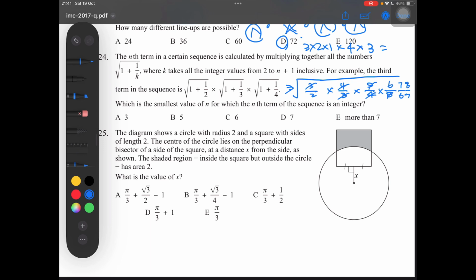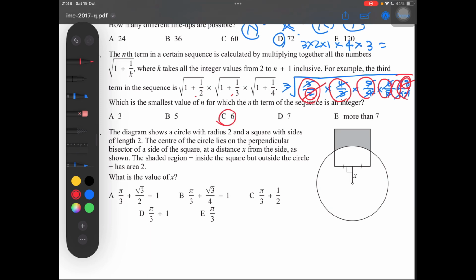7, 7, 8, like this. And finally we found 2 and 8, which when we cancel them out, it becomes 4 and it comes out from this square root. So the third, this was the third one, 1, 2, 3. So now we have 1, 2, 3, 4, 5, 6. So this is the 6th term.